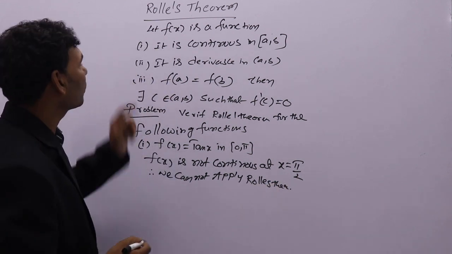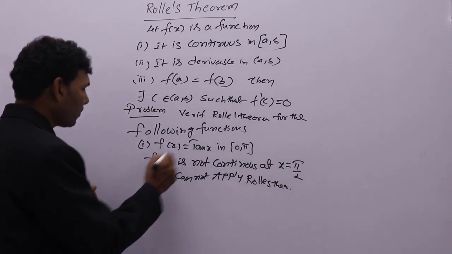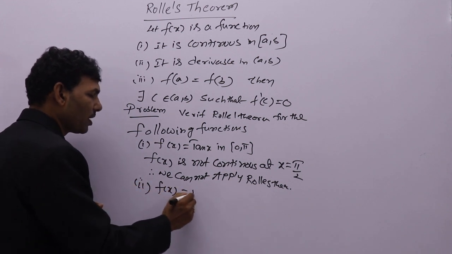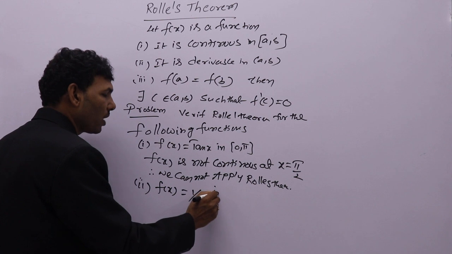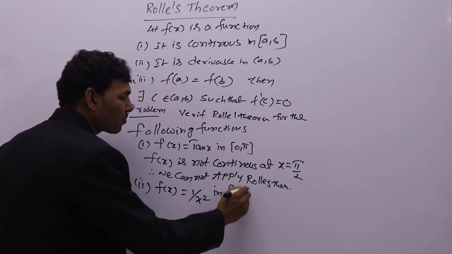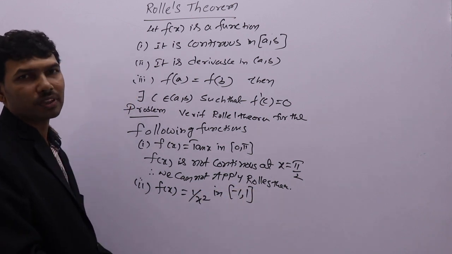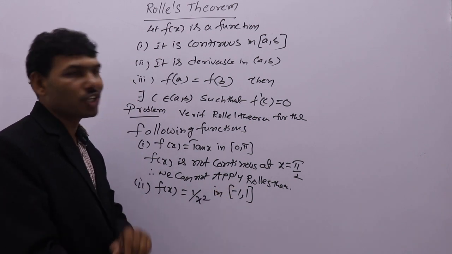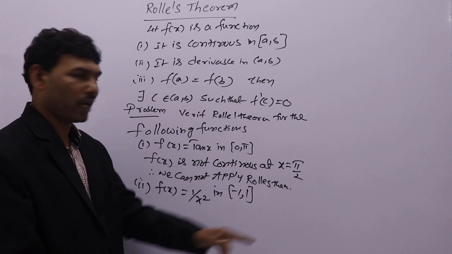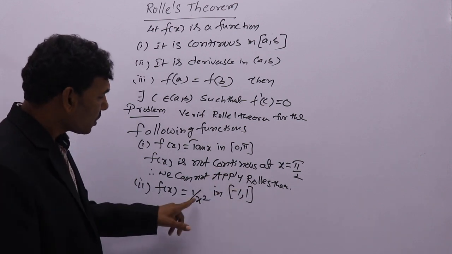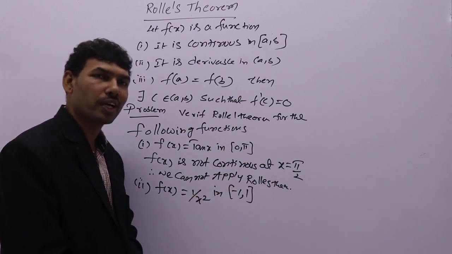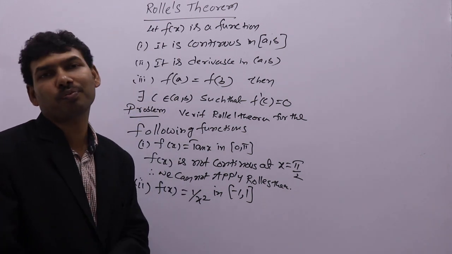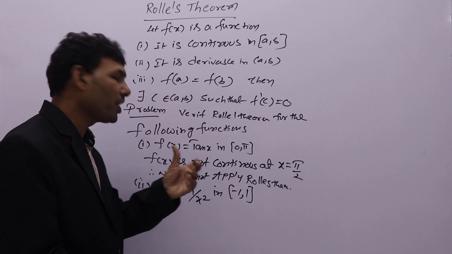Next, coming to the second problem. This is the first one. The second one is f of x equal to 1 by x square in minus 1, 1. Now see, in this interval, you are having 0 also. Minus 1, 0, 1. If you substitute 0 in the place of x, what will you get? 1 by 0. 1 by 0 is not defined. 1 by 0 is infinity.